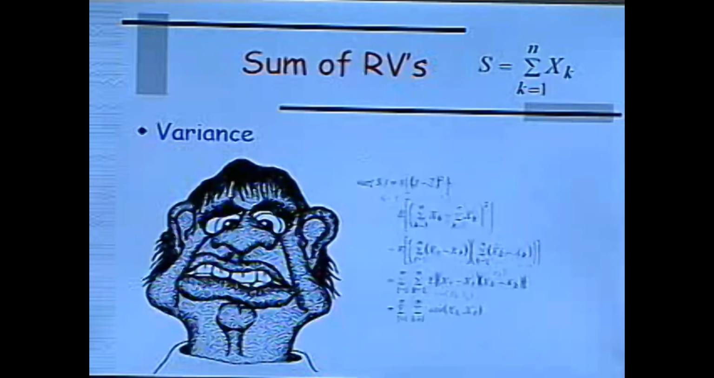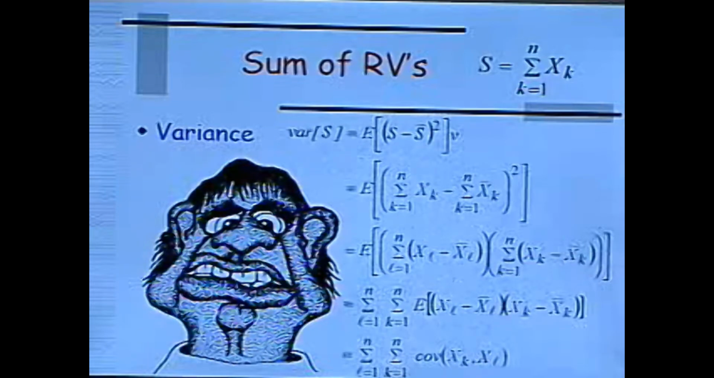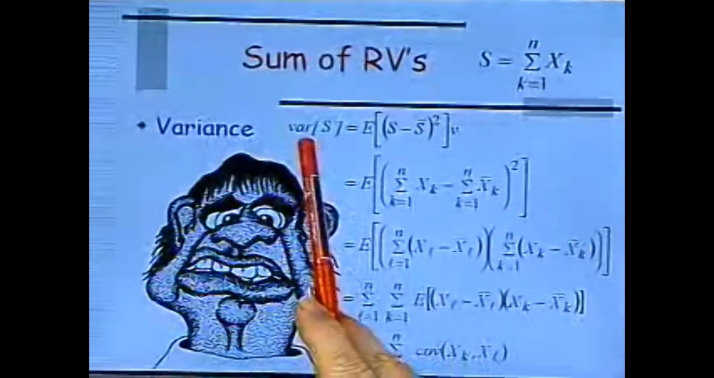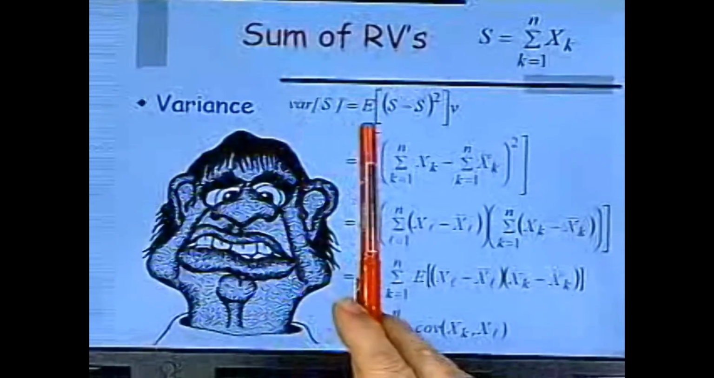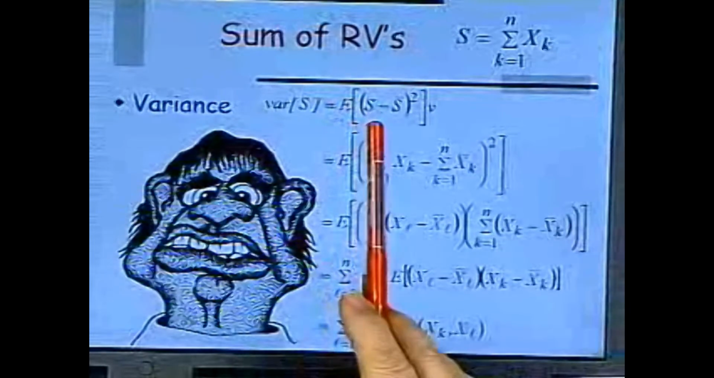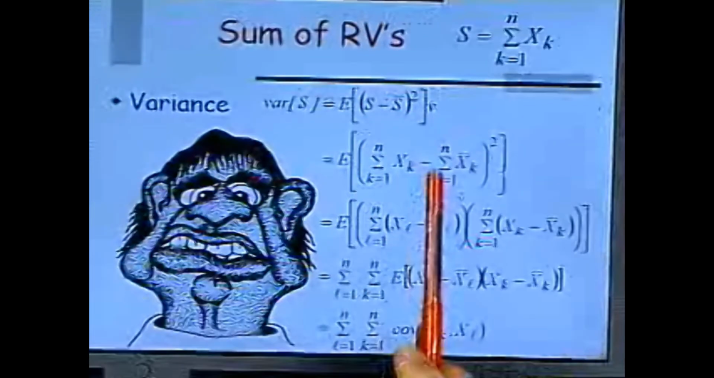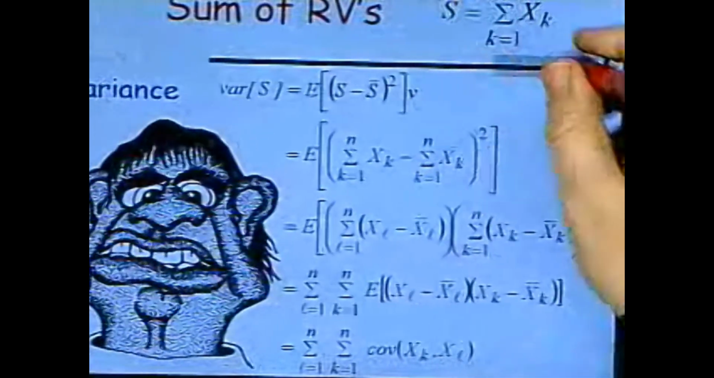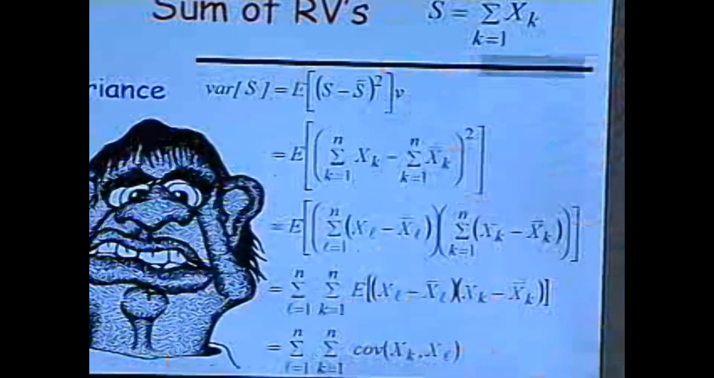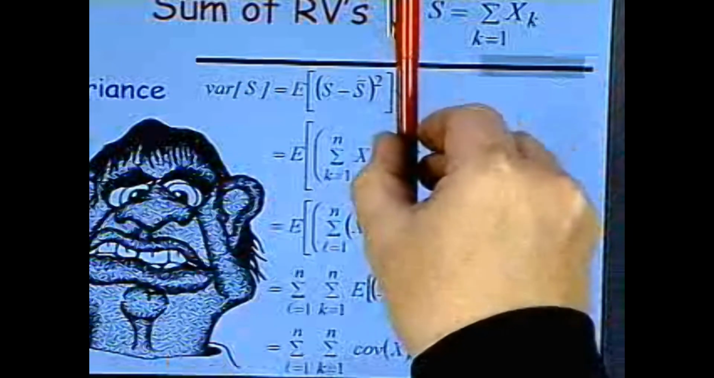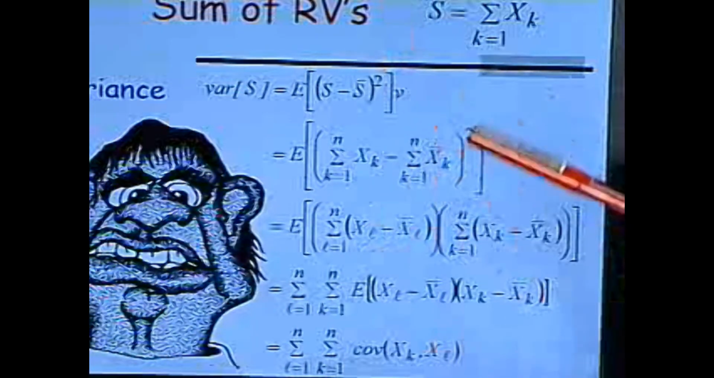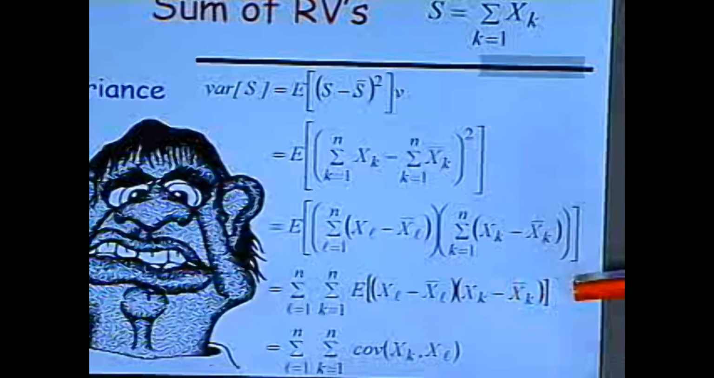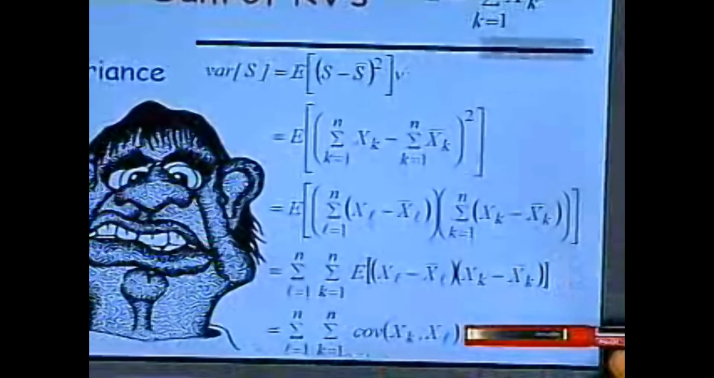Variance. That's a little bit more complicated. Okay, the variance of S is equal to the expected value of S minus S bar squared. I don't know what that V is. That V should not be there. Let's see if I can rub it off. No, I don't know. The V should not be there, right? It's equal to that. You go through a bunch of math stuff, okay? And I invite you to go through the math. It's relatively straightforward. And you find out something interesting.